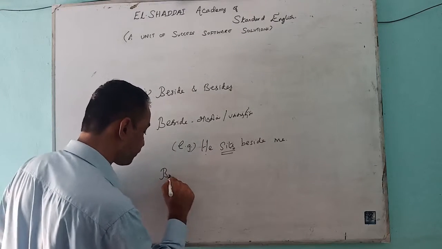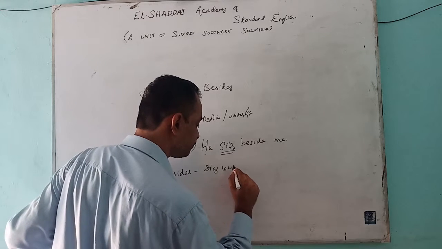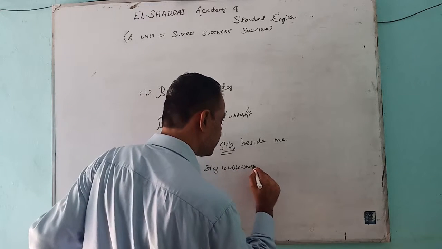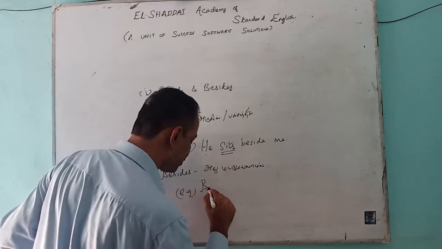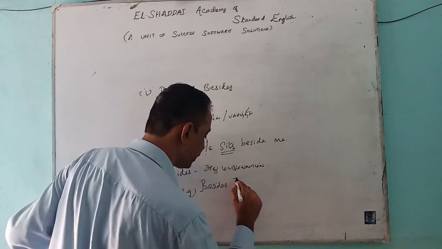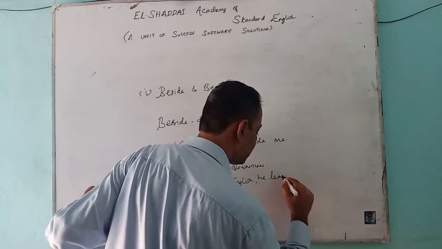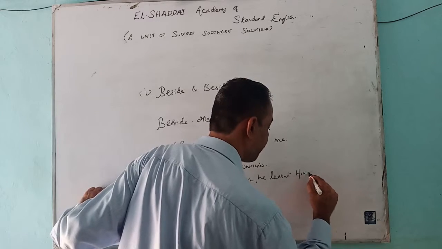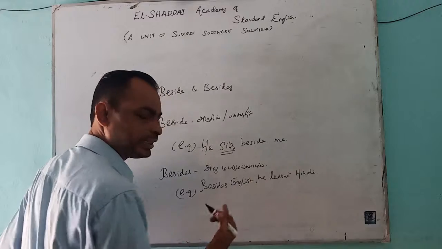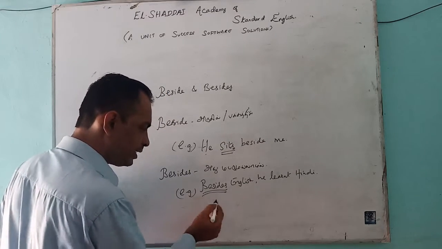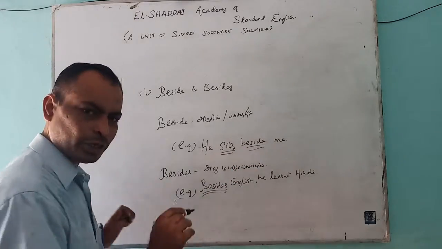Besides means அது மட்டுமல்லாமல். For example, besides English, he learned Hindi. அப்படின்னா இங்கிலீஷ் மட்டும் இல்லாம ஹிந்தியும் கத்துக்கிட்டான். சரிங்களா? So besides means அது மட்டும் அல்லாமல், beside means அருகில். Okay, so this is beside. Clear? Got it? The first one.